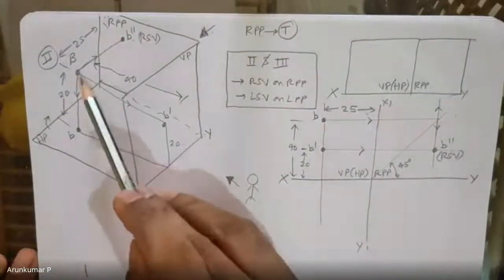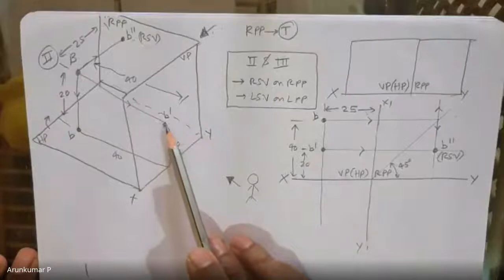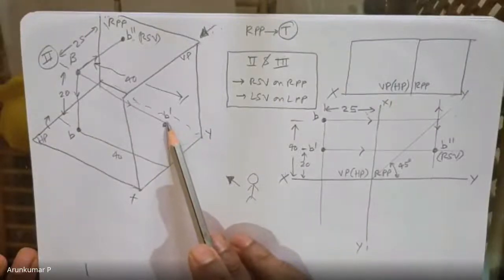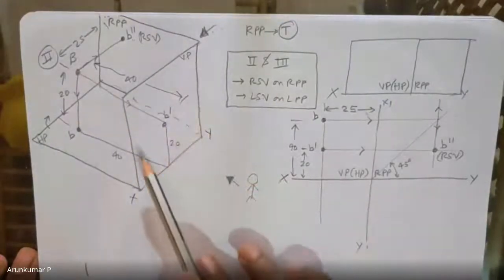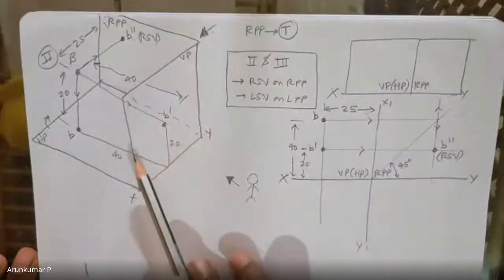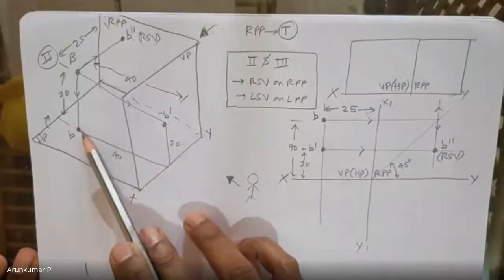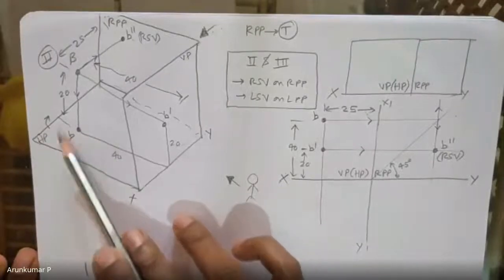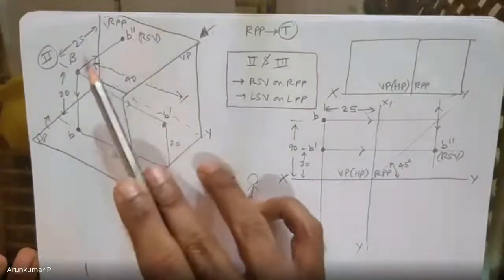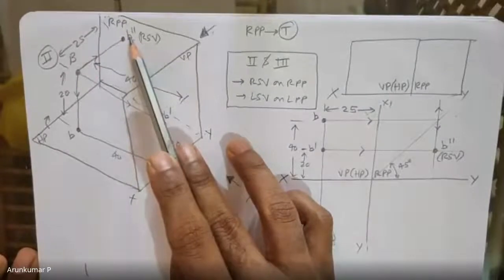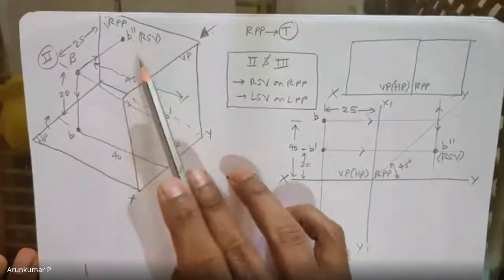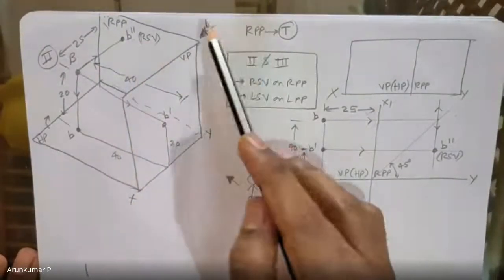For such a point, if you draw the front view, this is B dash, and to get the front view, you have to make VP transparent. If you want to get the top view, this is B on HP. HP should be opaque. And if you want to get the side view on RPP, then I told you, you have to view from the right side only.